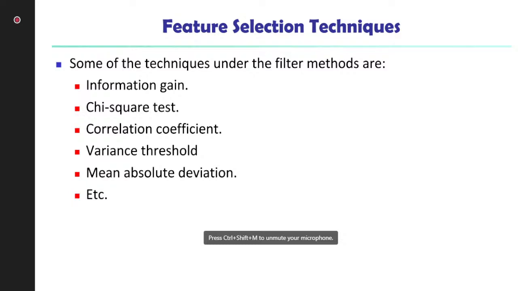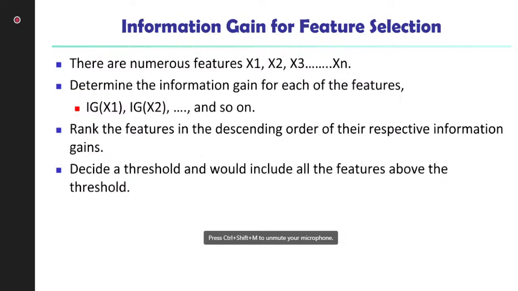So let's say there are numeric features x1, x2, x3, and xn, various. So we have numbered every feature x1, x2, x3. They all are independent variables or columns in our Excel sheet or CSV file, right? And we try to determine the information gain of every feature, which is IG of x1, IG of x2, and all. And then we rank the features in descending order of their information gain, and then we put a threshold and select all which are above the threshold.